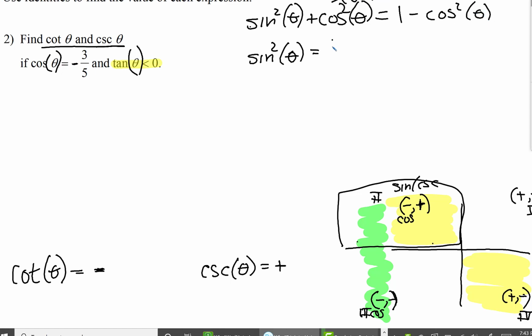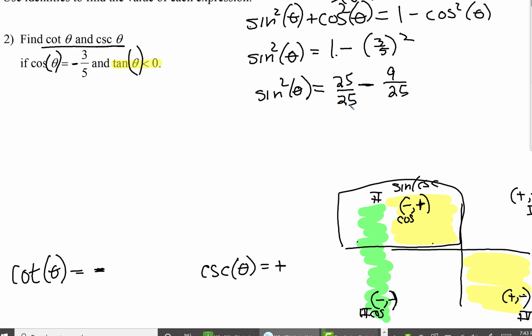Once I do that, I'm going to put in the numbers. So 1 minus cosine, which is negative 3/5, squared. So sine squared theta is equal, I'm going to do the subtract first. Well, 3 squared is 9. 5 squared is 25. So instead of 1, I'm going to go ahead and write 25 over 25. So sine squared is equal to 16 over 25, but we want to find the reciprocal. We want to find cosecant. So cosecant squared is the reciprocal, 25 over 16.